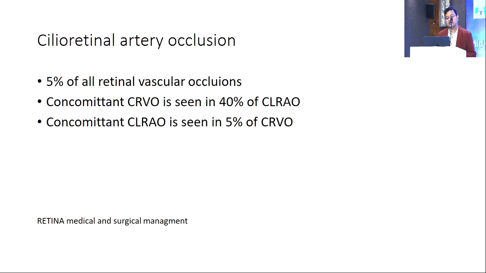Cilioretinal artery occlusion can also happen, which is 5% of all retinal vascular occlusions. Concomitant CRVO is seen in 40% of cilioretinal artery occlusion, and vice versa, cilioretinal artery occlusion is seen in only 5% of CRVO cases. Thank you.